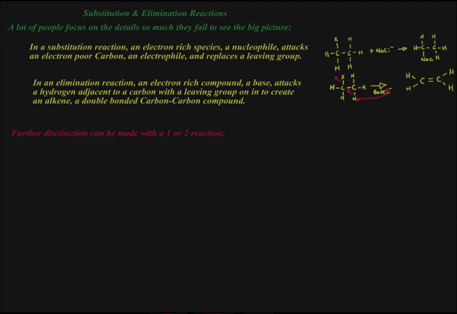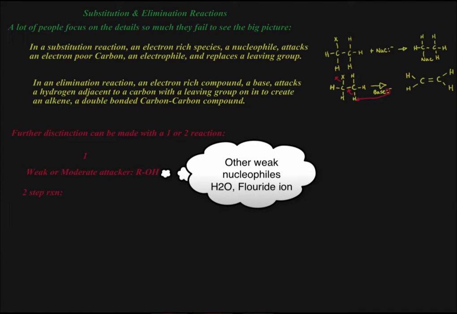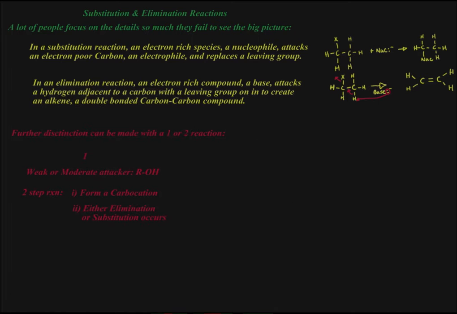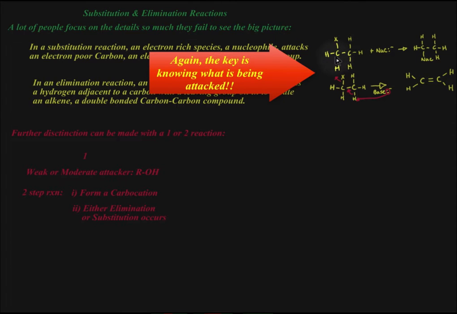You can further make distinctions between substitution and elimination depending on one or two. So for group one, you're going to be looking for weak to moderate attackers, alcohols, okay? It's a two-step reaction. The first step is we're going to form what's called a carbocation. If you remember discussing these, they have the empty p orbital, they're sp2 hybridized, and basically have a plus charge, with 3-2-1 stability. Then we're going to either have elimination if we attack the hydrogen with our electron-rich species, or if it's attacking the electrophilic carbon here, then it's a nucleophile, and it's a substitution reaction.